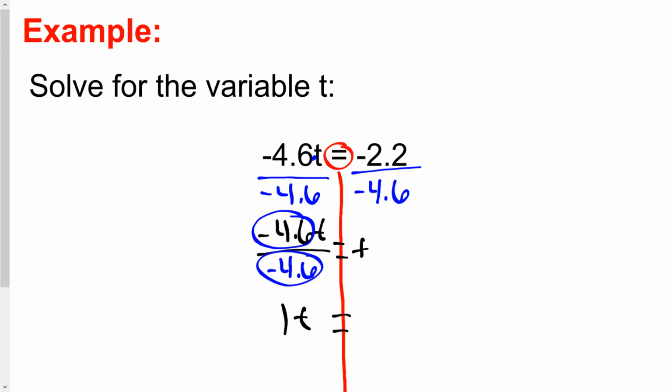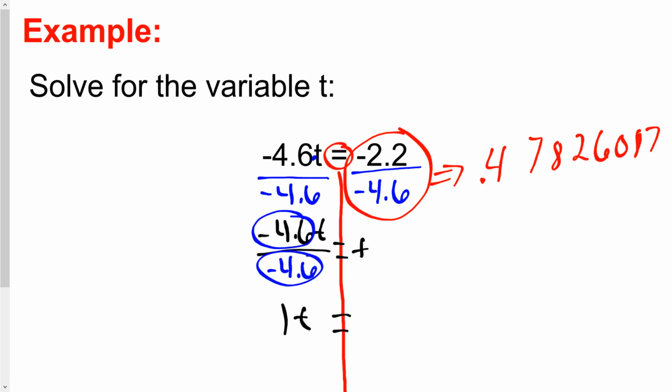We're taking a look at this right here, negative 2.2 divided by negative 4.6. And that's going to give me a positive number. It's a calculator problem, so 0.478260887. But for this class, we're just going to round that to the nearest hundredth, so 0.48 would be just fine. So t equals 0.48.